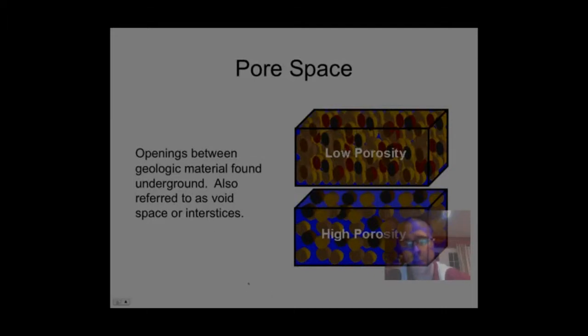Pore space, the openings between the geologic material, between the grains of sand or the pieces of gravel underground. It is these openings, also called void spaces, or this funny word here at the bottom, interstices. I will try to refrain from calling it that because that's a foreign word to most of us. We don't recognize that. But pore spaces, we should be able to recognize. We're talking about the space between each grain of sand or gravel or something like that. This is a place that can hold air or water.